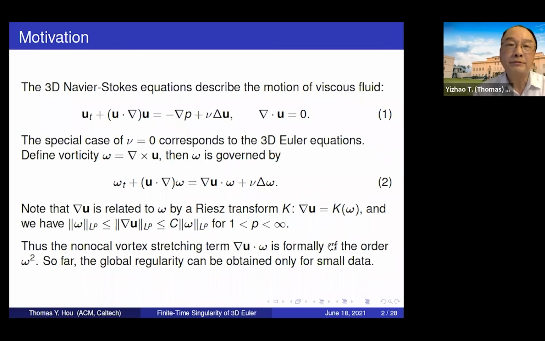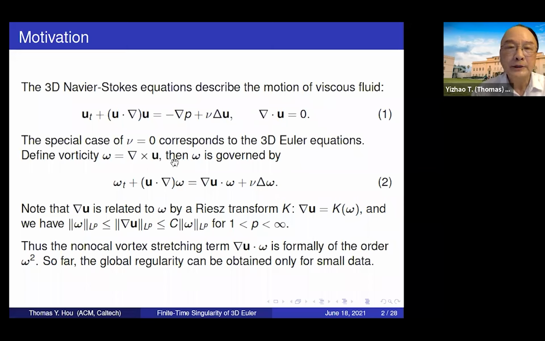Okay, so this is the 3D incompressible Navier-Stokes equation. U is the velocity field, P is the pressure. This is the diffusion term, and nu is the constant diffusion coefficient. Incompressibility means that U is divergence free.